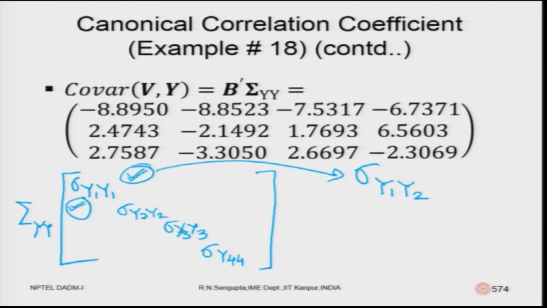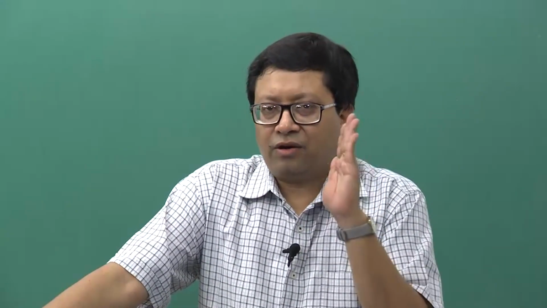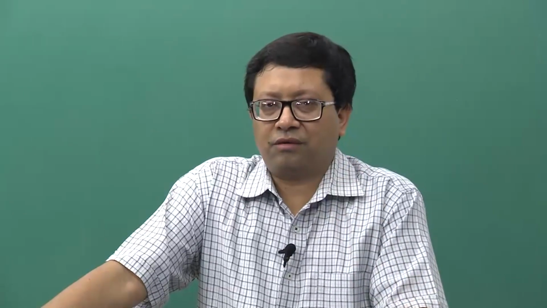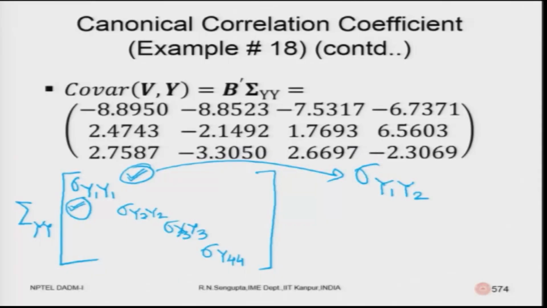So, remember, watch the size, it is 4 by 4 because, again I am repeating, please do not mind, y had 4 random variables, x had 3 random variables. So, x was 3 by 3, y was 4 by 4, the values being minus 8.8. I am going to read only the first decimal places: minus 8.8, minus 8.8, minus 7.5, minus 6.7 and so on and so forth for the second row and the third row.